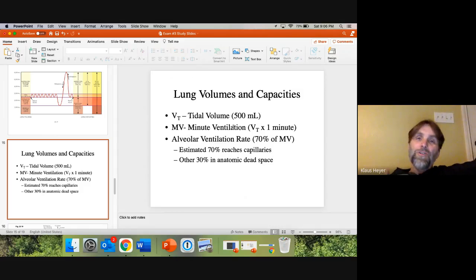And then I also want you to know that every time you breathe in, not all of that ambient air makes it to your blood, right? Some of it's going to be stuck in your trachea and bronchi, and we call that dead space. So about 500 mL is tidal volume, but really out of that 500 milliliters of breath in, only about 350 milliliters is actually going to reach your blood. But anyway, the number here that I want you to know is 500.